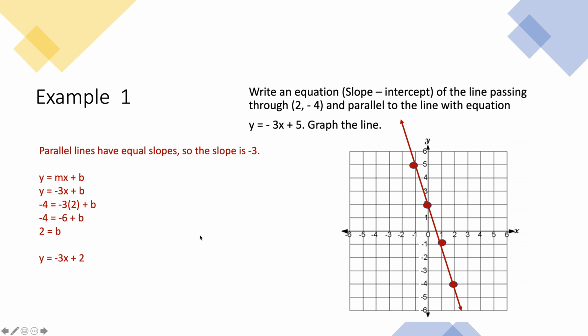The big takeaway from this problem is that parallel lines have equal slopes. And then you do everything the same way you've been doing it in terms of writing the equation of a line. But because they're parallel, you're able to know what the slope needs to work out to be. Parallel lines have the same slope, so the slope had to be -3.